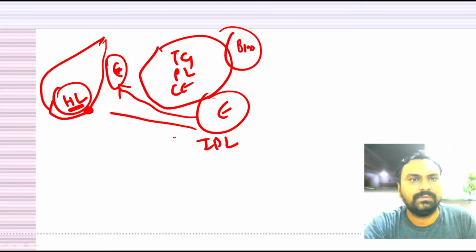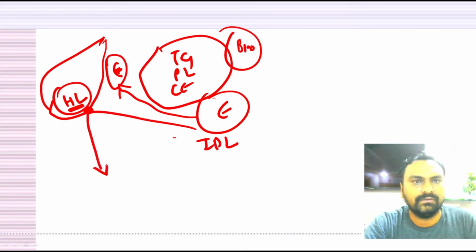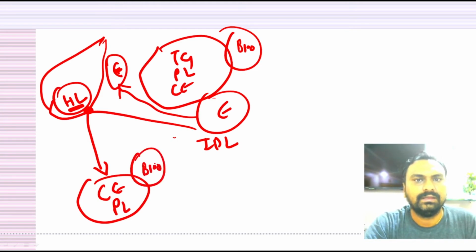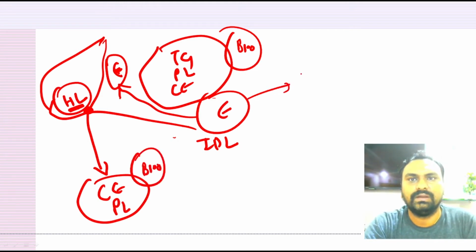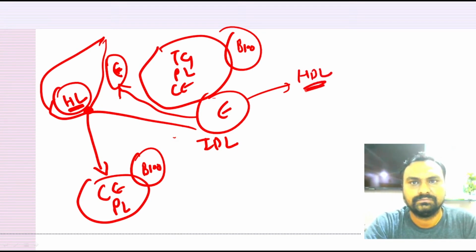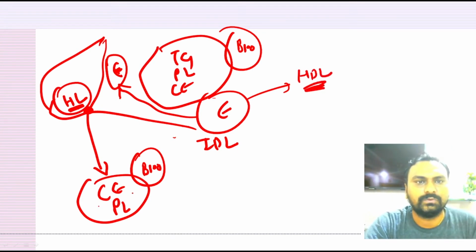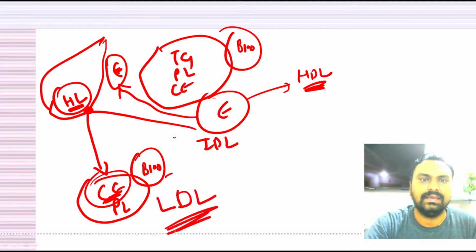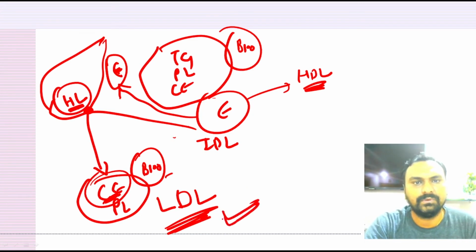So what will this hepatic lipase do? It will convert the remaining triglyceride to glycerol and fatty acid, and the only things remaining will be cholesterol ester, some amount of phospholipid and ApoB100. And ApoE again will go back to the HDL. So this portion which contains mainly the cholesterol ester, no triglyceride, and ApoB100, is called LDL, low density lipoprotein. Okay, understood.